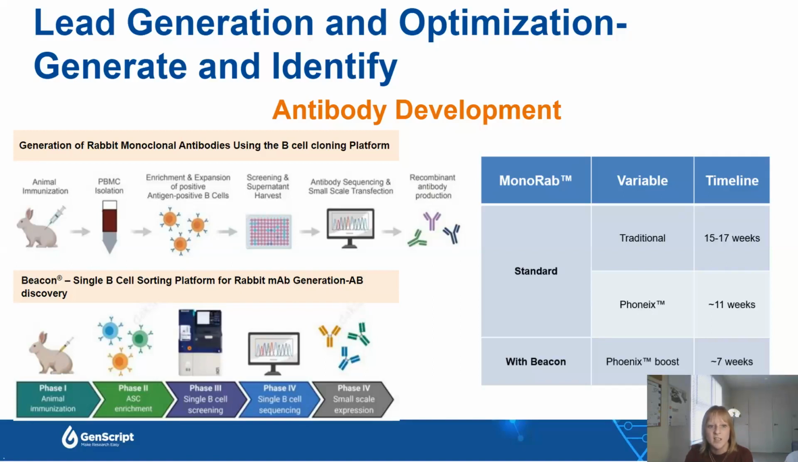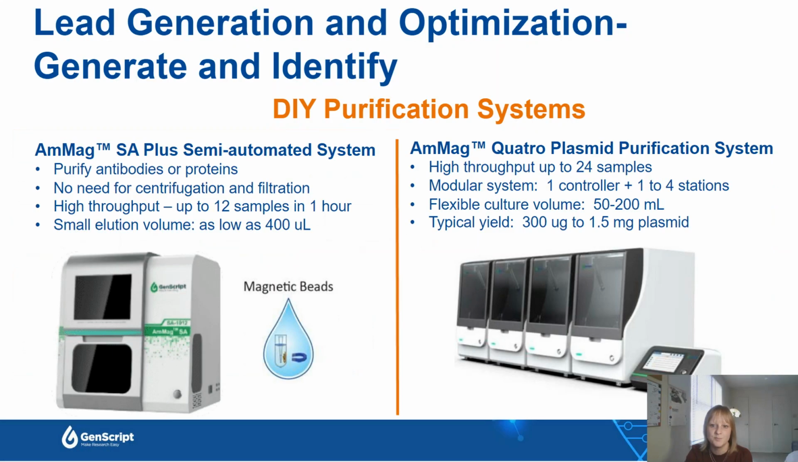To further expedite your timeline, we also offer the Beacon system in combination with rabbit B cell generation. The Beacon allows for high throughput screening since it can test a high number of B cells and perform multiple screens in parallel. Screening that typically takes a week or more can be completed in a day. The high quality leads from this testing are then isolated, sequenced, and engineered for recombinant antibody production.